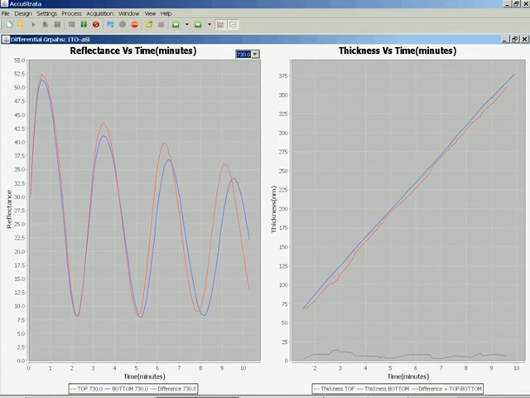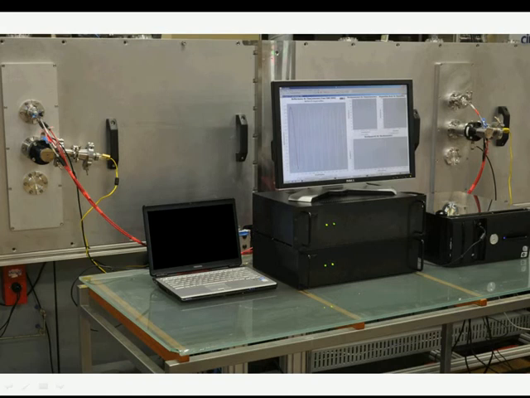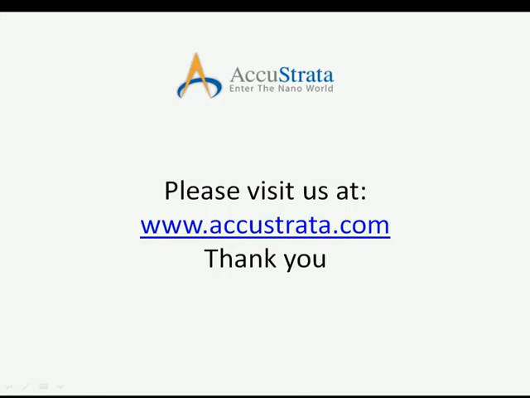Having this information in real time as the film is deposited allows us to change some process parameters in order to compensate for the difference in the film thickness at the two panel areas and return the panel to its intended quality.